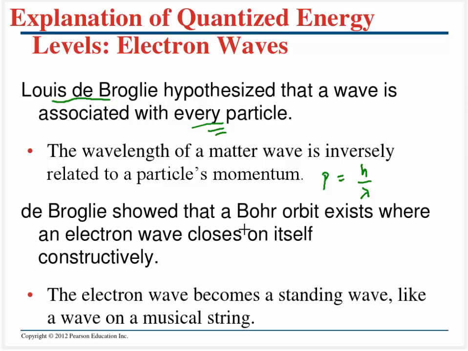And he also said that Bohr orbits are going to exist when and only when this wave is going to have constructive interference. It's not going to be able to live there if it has destructive interference. And so we can treat this electron kind of like a standing wave, as we saw in the simulation.